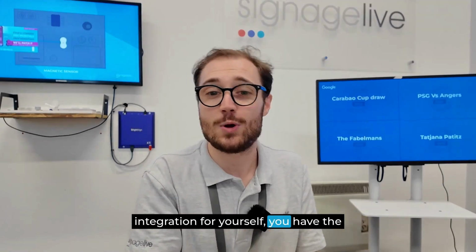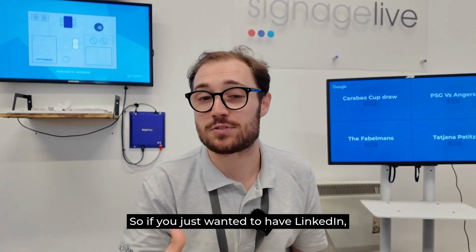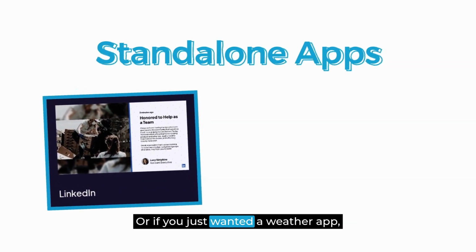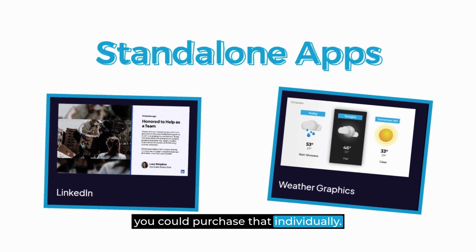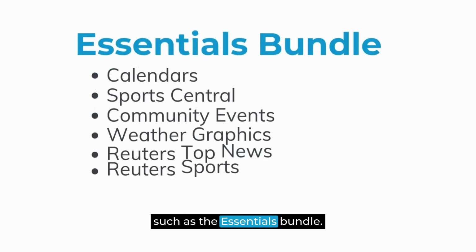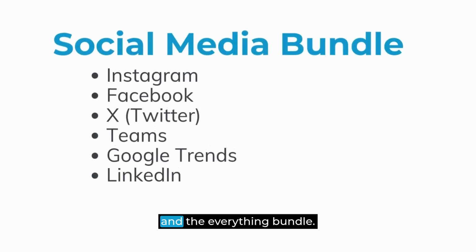If you're interested in purchasing any Screenfeed content through Signagelive so that you can access this integration for yourself, you have the option of purchasing standalone apps. So if you just wanted to have LinkedIn, for example, you could just buy that app, or if you just wanted a weather app, you could purchase that individually, or you can buy the bundles which have collections of apps, such as the Essentials bundle, the social media bundle, and the Everything bundle.